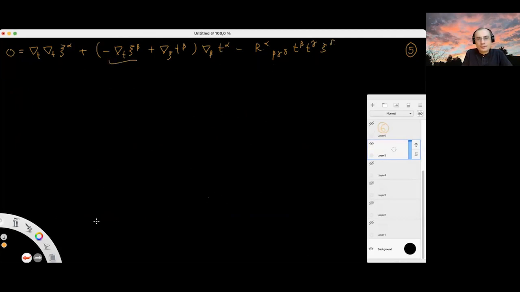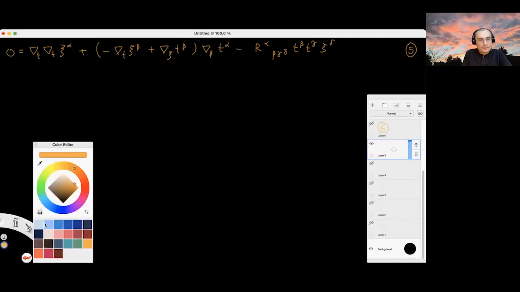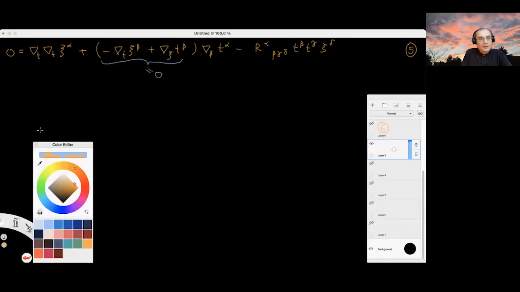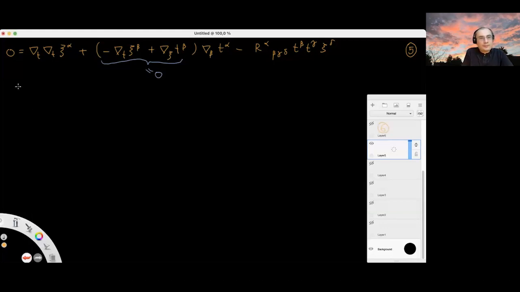But we have proved not so long ago that this is the commutator which vanishes in this case. So in the end, the equation takes the form ∇_T ∇_T ψ^α minus R^α_{βγδ} T^β T^γ ψ^δ, that's zero. Yeah. Any questions to this proof?